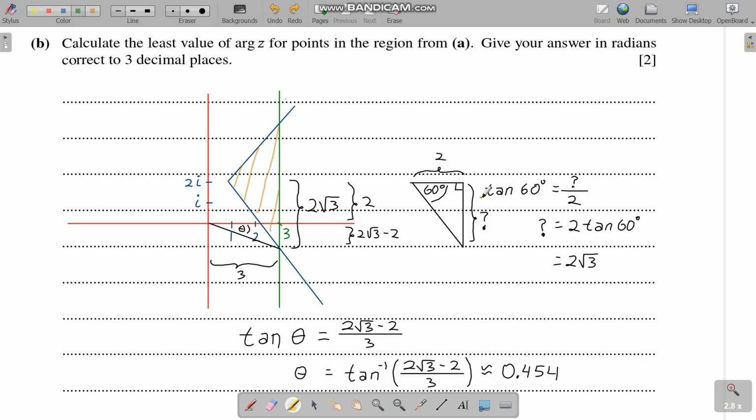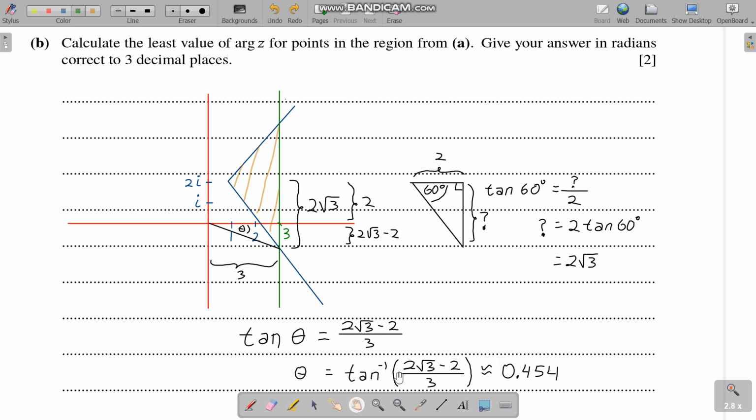Now we can find this length using tangent. So tangent 60 degrees is the opposite, which is the question mark, divided by adjacent, which is 2. So the question mark is 2 tangent 60 degrees, which, in your calculator, you get 2 root 3. So this distance is 2 root 3. So this distance from y equals 2 to this point here must be 2 root 3.